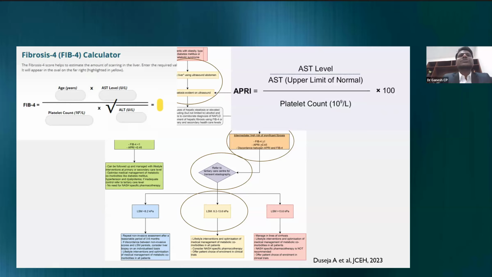A patient has an ultrasound report showing fatty liver disease, other causes have been ruled out, and the patient should also have at least one metabolic risk factor. As I said, the patient should be either obese, diabetic, or have dyslipidemia, etc. Then you should calculate these 2 scores, which are very easily available from a complete blood count: the FIB-4 score and the APRI score.